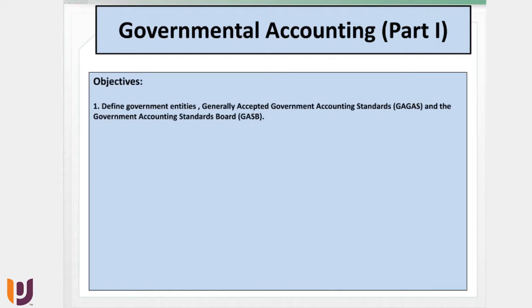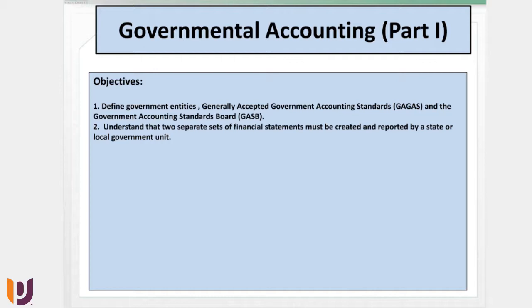We begin to cover the accounting for state and local governments. We will continue this coverage in Unit 6. For this unit, our objectives are: 1. Define government entities and describe generally accepted government accounting standards and the Government Accounting Standards Board.